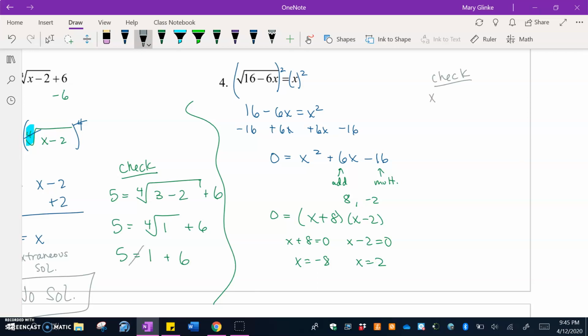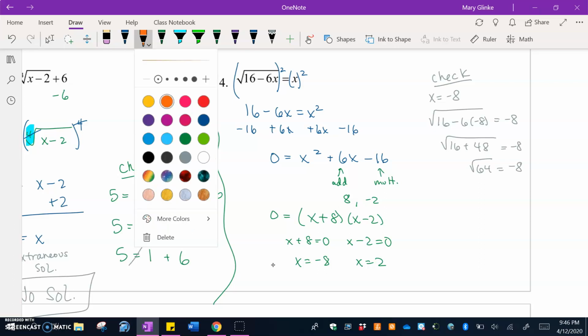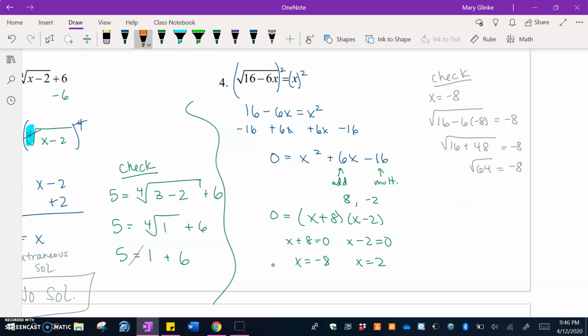So let's go ahead and check x equals negative 8 first. So we have the square root of 16 minus 6 times negative 8. That's supposed to give us a negative 8 out. So we have the square root of 16 plus 48 equals negative 8. The square root of 64 equals negative 8. Well, that doesn't actually work out because the square root of a number is not a negative number. This is not a solution. So x equals negative 8. This is extraneous.